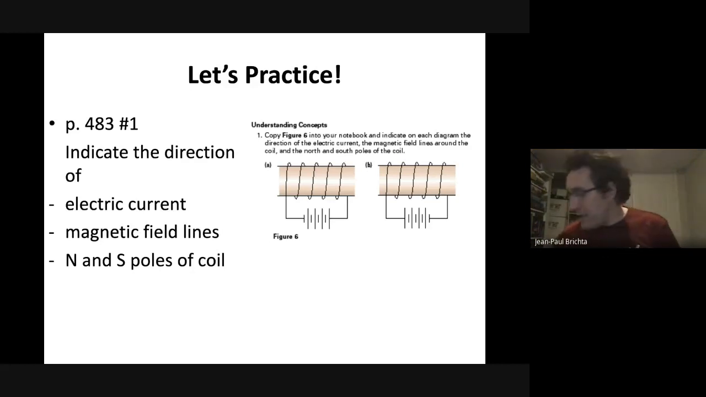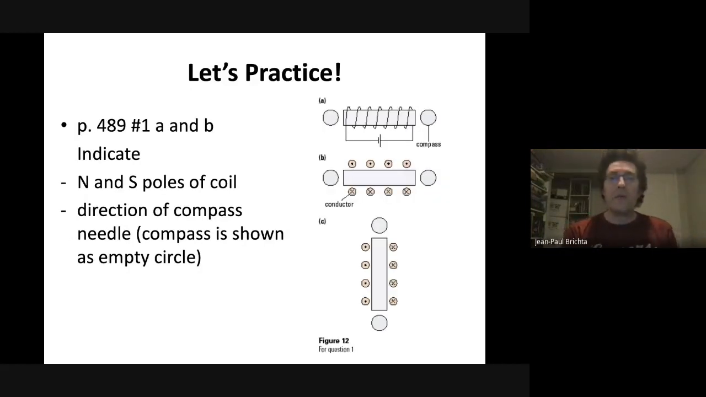So that means that the North Pole would be on the left side of that diagram, and the South Pole would be on the right side of the diagram. And of course, the magnetic field lines will go from north to south. We want to indicate which way the compass needle would deflect. And remember that when we're talking about compass needles, the compass needle points in the same direction as the magnetic field lines.